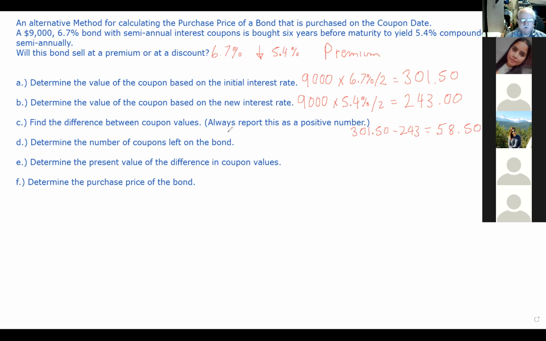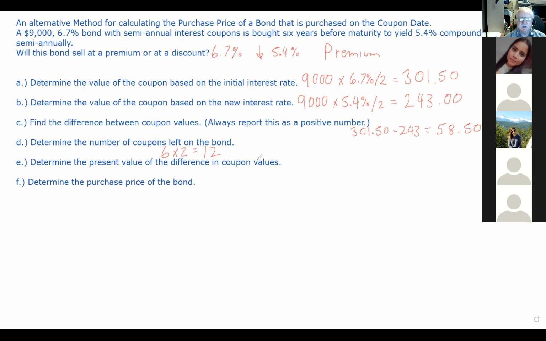So determine the number of coupons left on the bond. Now we can't use coupon here because they didn't give us any dates, but it's 6 years. So we know it's 6 years and we know it's twice a year. So there would be 12 coupons left on this.